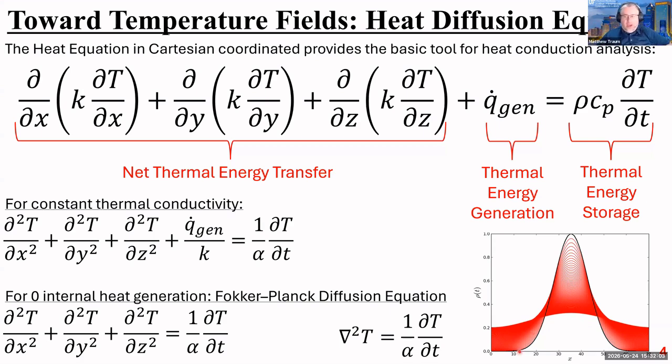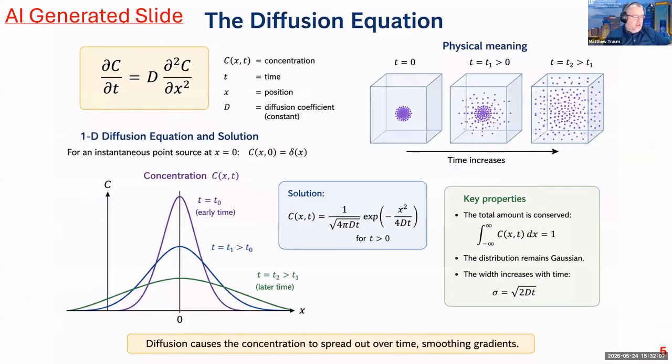Just out of curiosity, I asked AI, so this is ChatGPT, to come up with an equivalent slide to describe the diffusion equation. And so this is what it came up with. I say here AI generated slide, just so you know, this is not mine. This is ChatGPT. Here's the generic diffusion equation in one dimension, which I'll talk about on the next slide, how we get from multiple dimensions to one dimension, but here it is in one dimension.